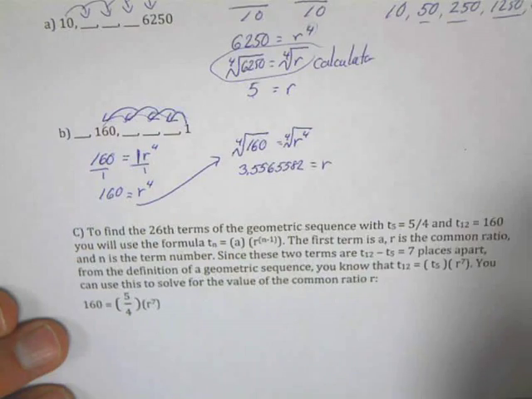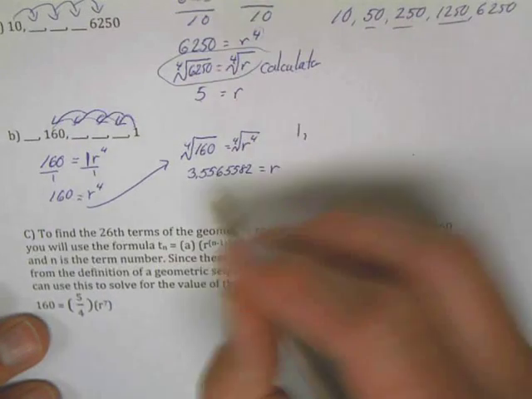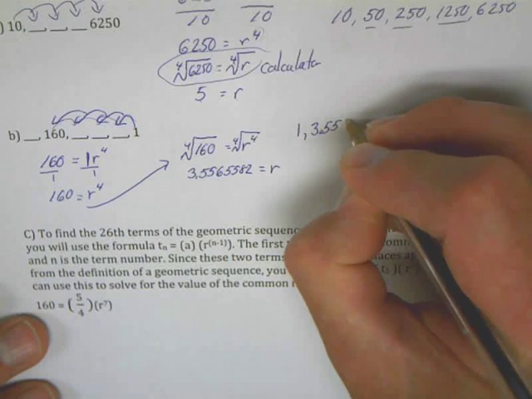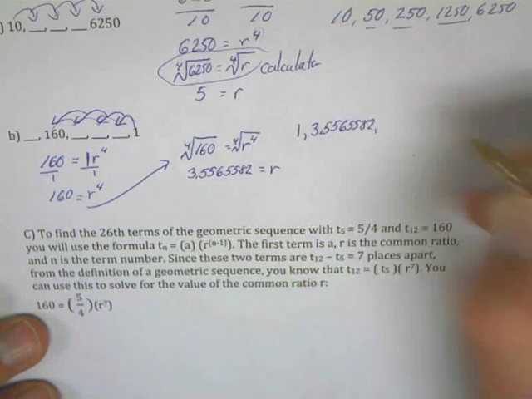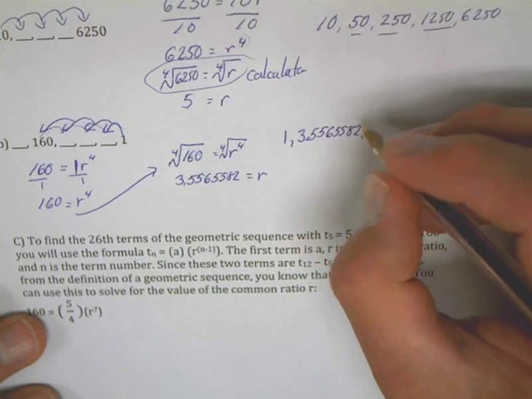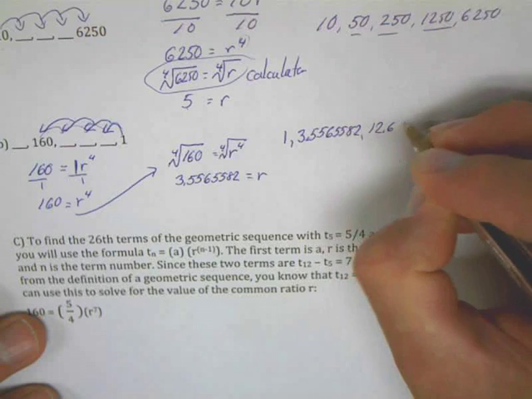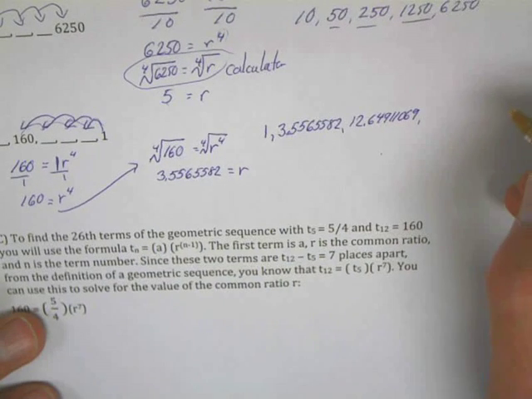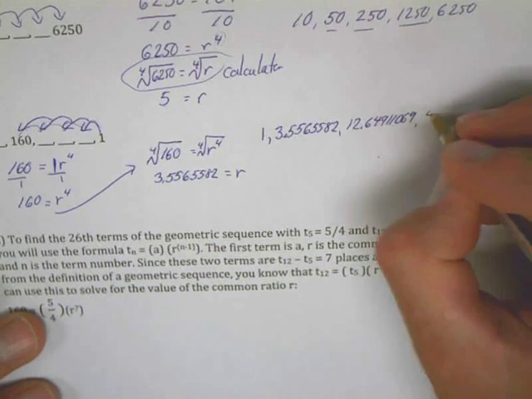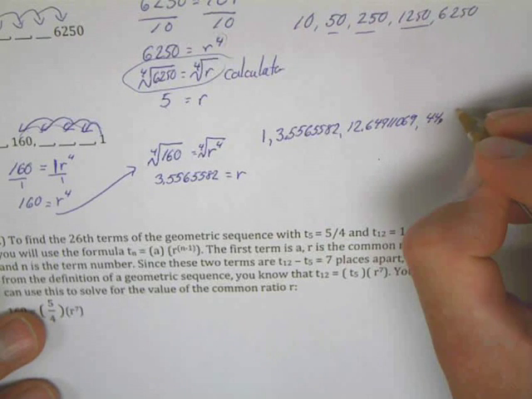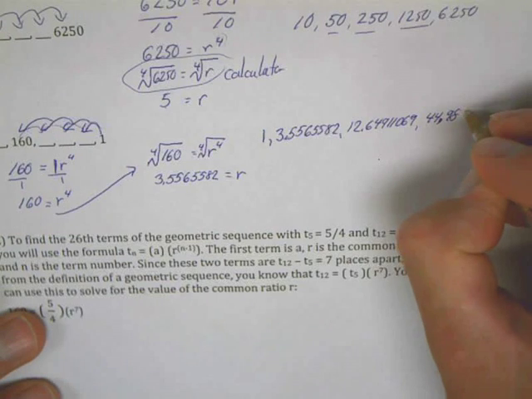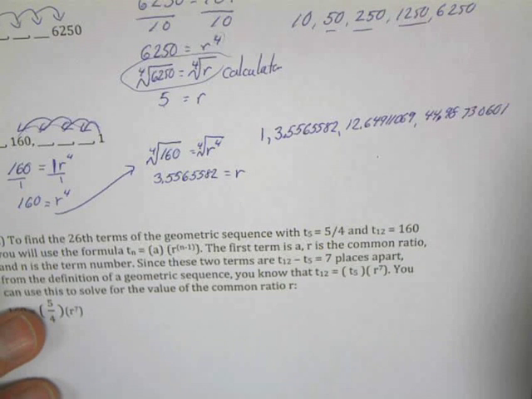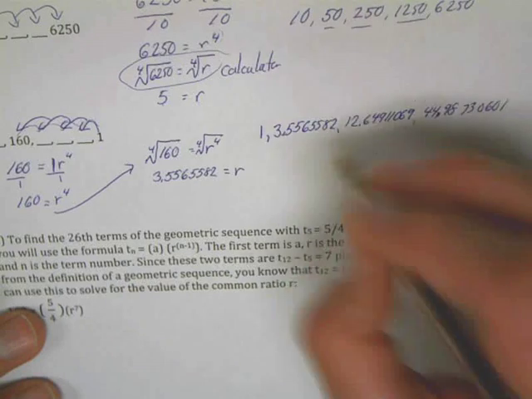So this equals 3.5565582, which is equal to R. So 1 times 3.5565582 is equal to 3.5565582, times 3.5565582, and I get 12.64911069, times 3.5565582, and I get 44.98730601, times 3.5565582, and I get 160.